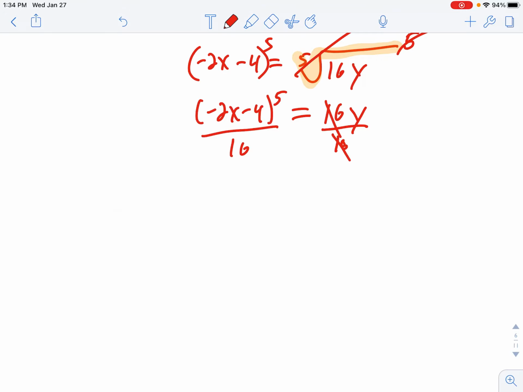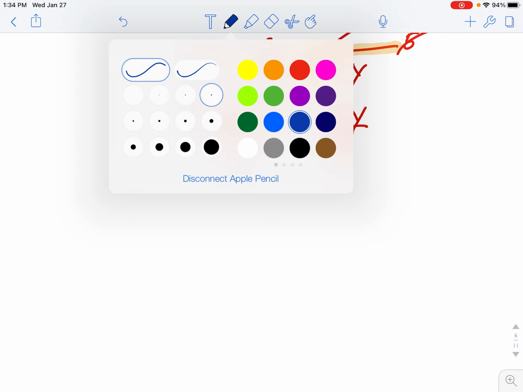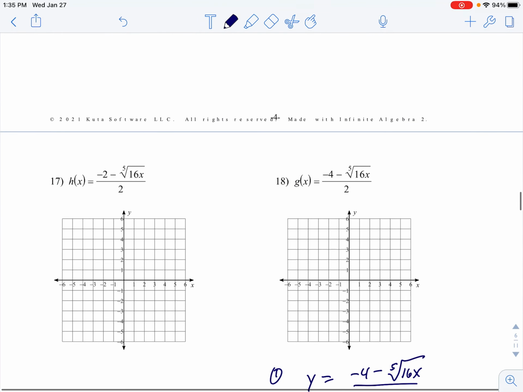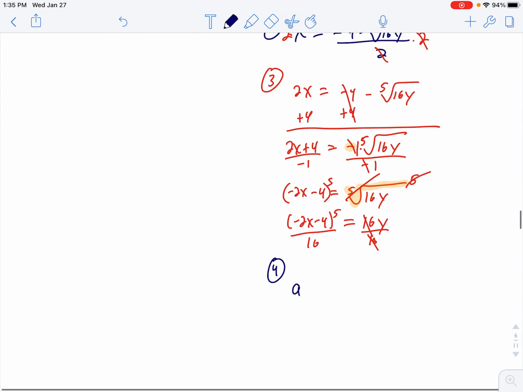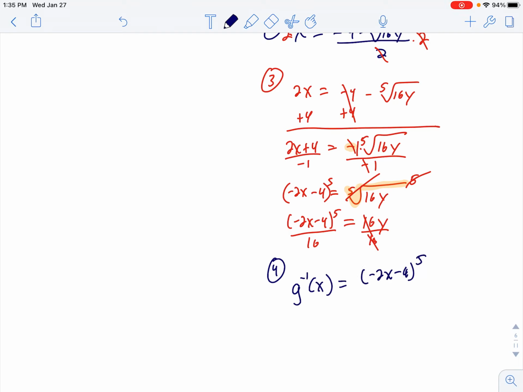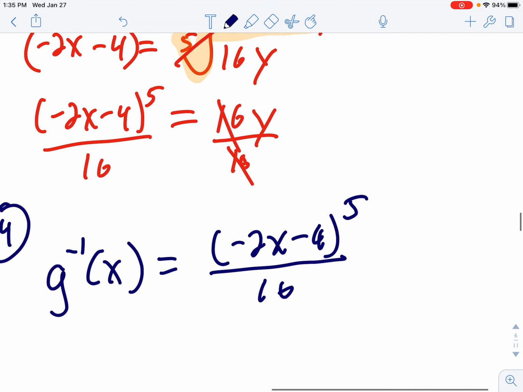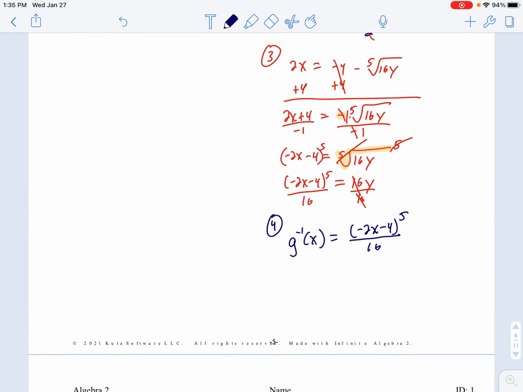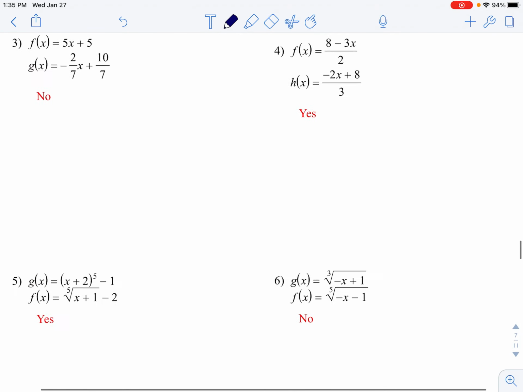And I'm finally able to now do step 4, which is to rewrite it in the proper notation, g of x. So g inverse of x equals (-2x minus 4) to the 5th power all over 16. Let me change that to a better handwriting 4. There we go. Now, before I graph anything, I'm going to check my answer.